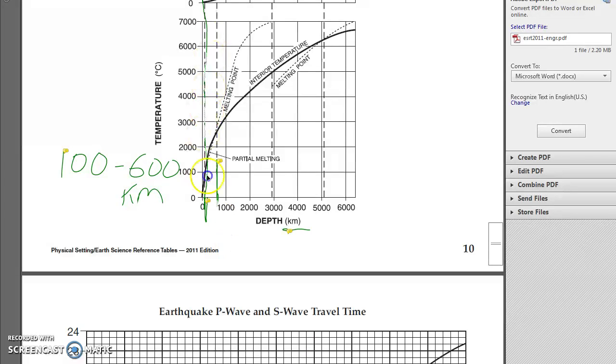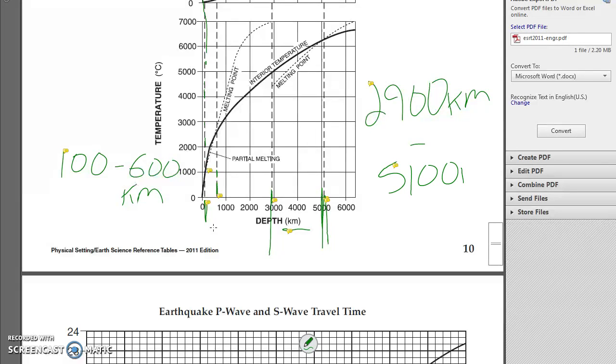Well, let's do something a little differently here. Let's look at depth for whatever this layer is, and we'll figure out what the layer is. So, first, it's a little below 3,000, so the depth of this layer goes from about 2,900 kilometers all the way up to, it looks like it's just beyond 5,000, so I'm going to call that 5,100 kilometers. Okay, just an example.